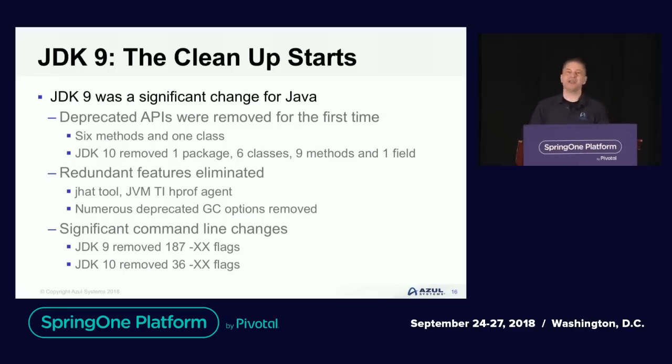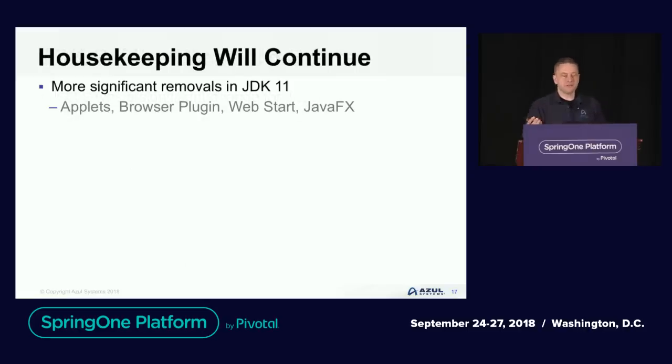JDK 9 removed 187 -XX options. And you think to yourself, if they could remove 187 and still have plenty left, it gives you an idea of how many of these options there are. JDK 10 removed another 36. I can't actually remember how many JDK 11 has removed as well. I don't think it's that many. So the housekeeping is going to continue.